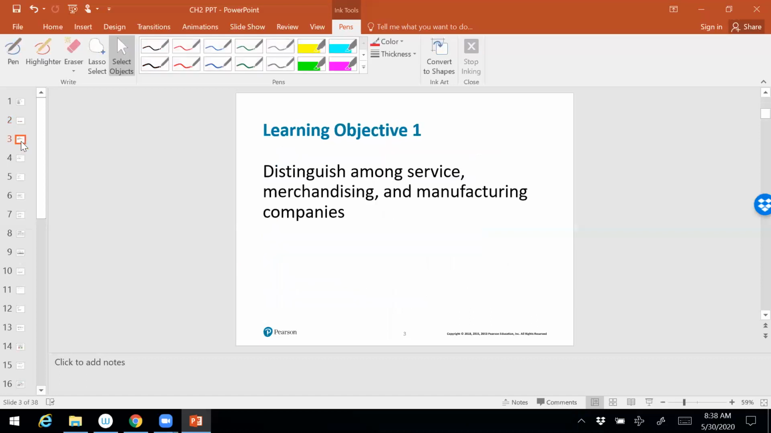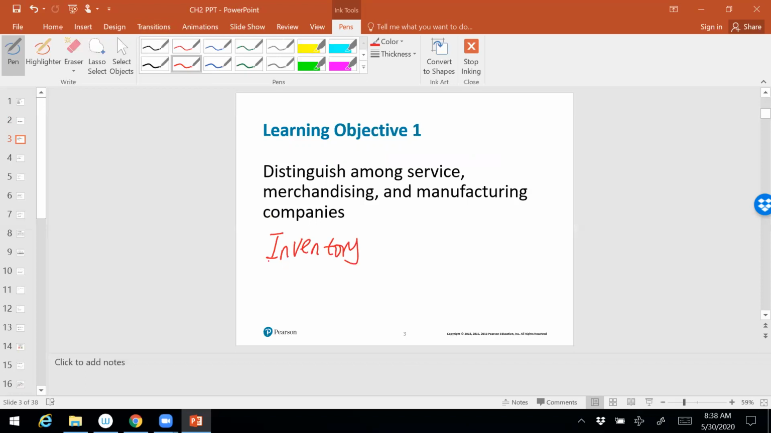Right? Learning objective 1. There are 3 companies. I don't know if you have heard the names, yes or no: service, merchandising, and manufacturing company. There are many differences among these 3 types of companies. And then in our chapter, we focus on one important part in their balance sheet. I hope you still know the meaning of a balance sheet. It's assets equals liability plus stockholders' equity, right? So we will focus on one important part, which is our inventory.